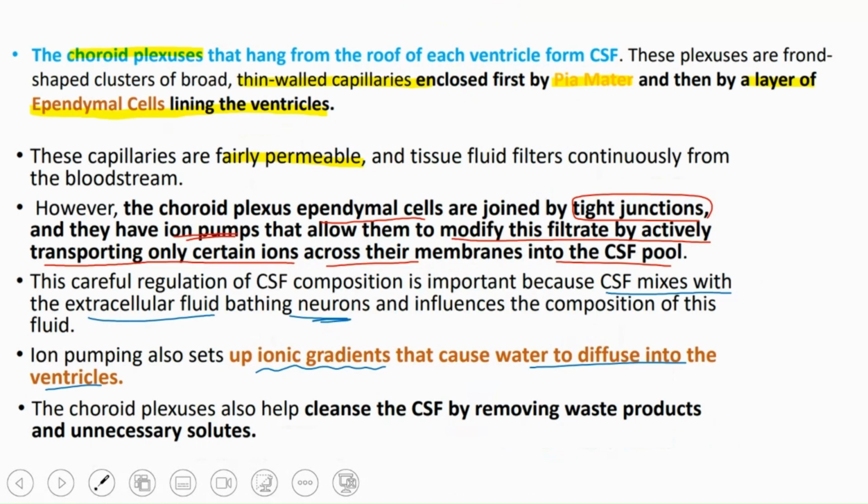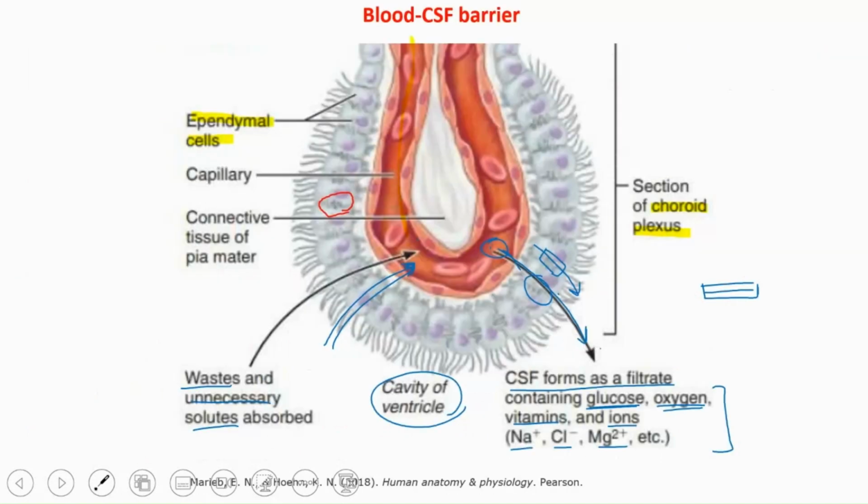Now lastly, the choroid plexus also helps cleanse the CSF by removing waste products and unnecessary solutes, as we mentioned. This is the choroid plexus. It is also called, by the way, a blood-CSF barrier, because here is the blood, and here is the CSF, and this is the whole barrier. So it's composed of the endothelial cells, the basal membrane, and the ependymal cells. This is the barrier.